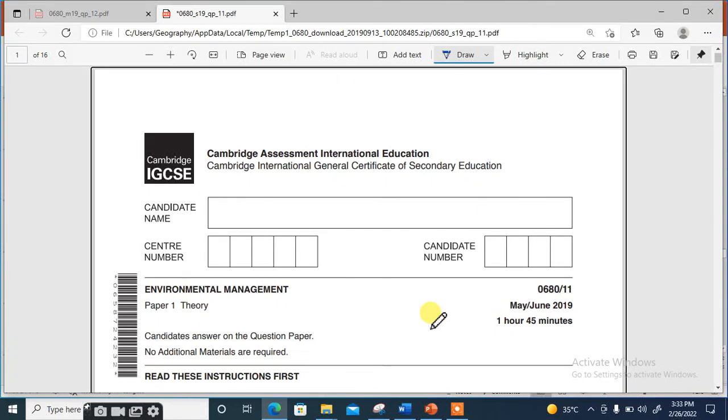We'll be looking at environmental management paper 1 here. This is our first set of the series of past papers that we're going to be looking at in EM. This paper 1 is the theory paper, and it carries 80 marks. Here we'll be looking at the May/June 2019 paper, and it's for 1 hour 45 minutes.